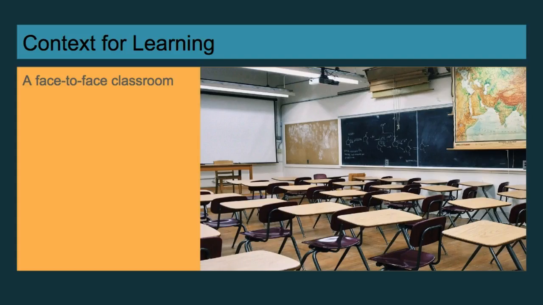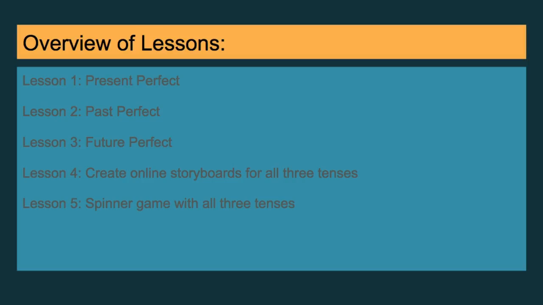The context for learning is a face-to-face classroom. An overview of the lessons includes Lesson 1, the present perfect, Lesson 2, the past perfect, Lesson 3, the future perfect, Lesson 4, create online storyboards for all 3 tenses, and Lesson 5, a spinner game using all 3 tenses.